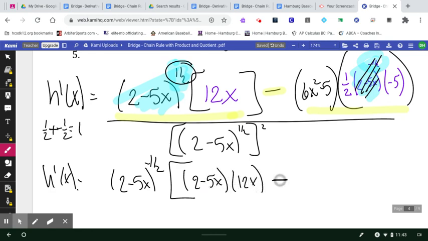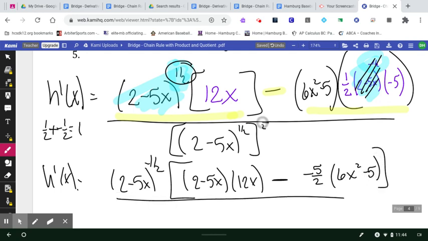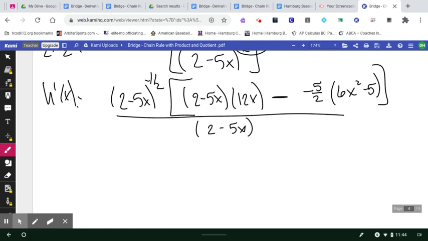There's my minus sign. I have negative 5/2 if I multiply those numbers, times 6x squared minus 5, all over. When I multiply this power to a power, I multiply. So I'm left with 2 minus 5x. And you could keep cleaning this up. I'm going to do one more step because I could probably talk for hours about this. And I already feel like it's getting long.